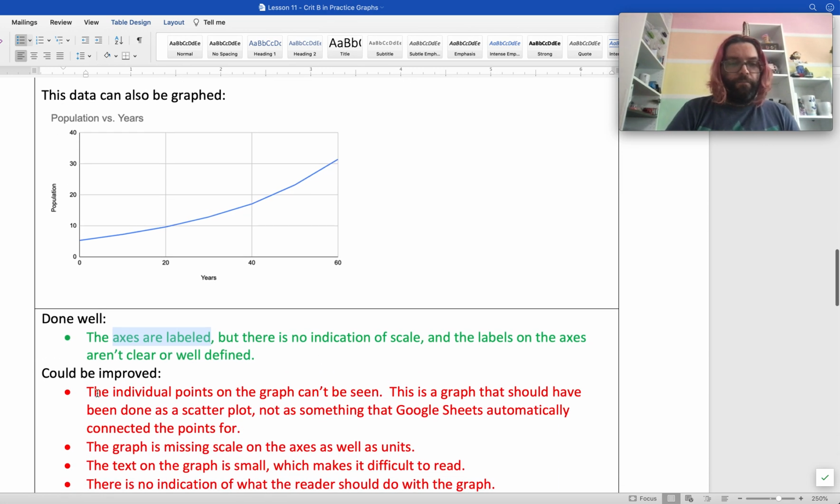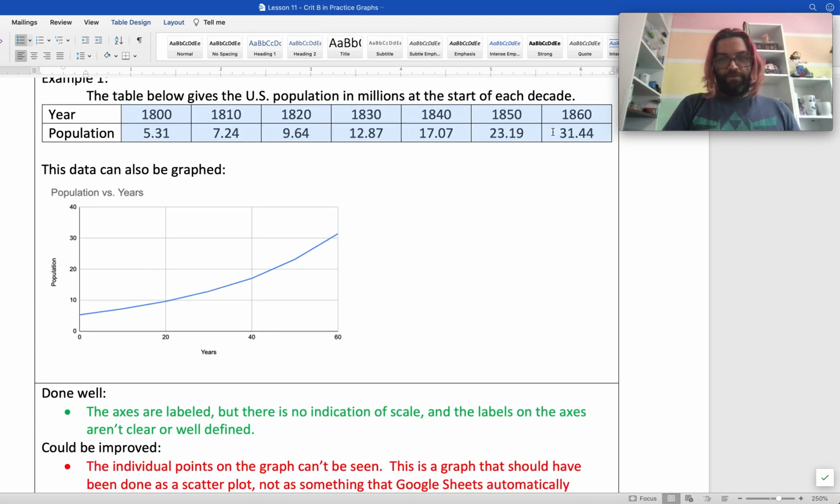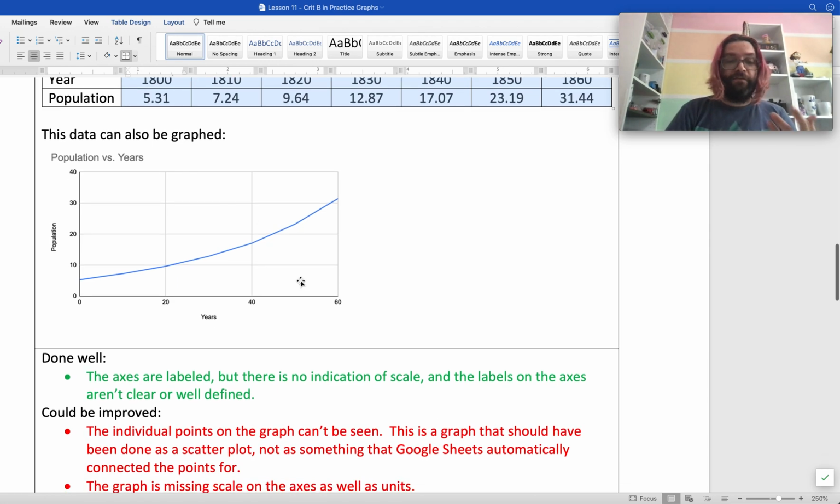What could be improved? The individual points can't be seen. The person said, hey, here's 7 data points, and then they gave me a graph of a line, and so this didn't communicate the way that the student wanted to. This is a graph that really should have been done as a scatter plot, as 7 points where you can see the points clearly, and then leave it to the reader and the writer to explain what the points are showing. Google Sheets can do that, but I would have needed to choose that option, and I was trying to come up with a bad example here, so bad example.